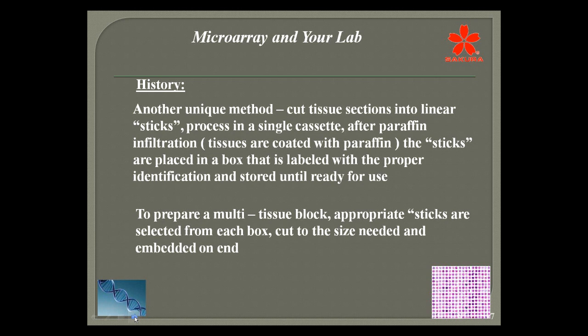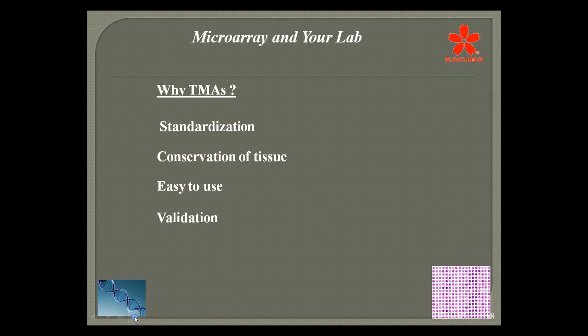There was another unique method: you could cut tissue sections into a linear stick and process in a single cassette. And after the paraffin infiltration, the tissues are coated with paraffin. The sticks could then be placed in a box that is labeled with proper identification and stored until ready for use. So then when you decide to make a block, you could go and select a stick from this box of tissue cores, and you could cut them and make the type of array block that you particularly want, whether it be for IHC or validation studies, H&E, or the list could go on.